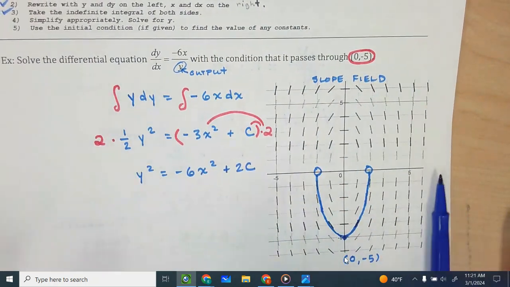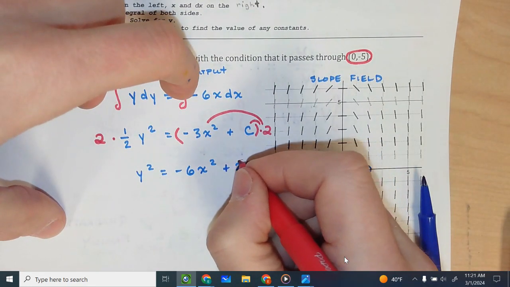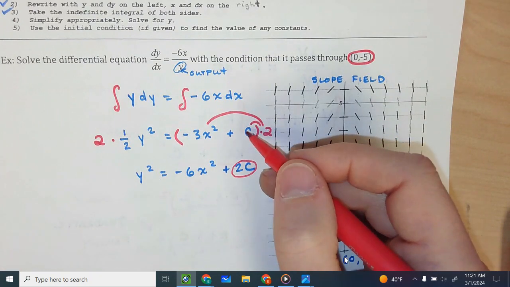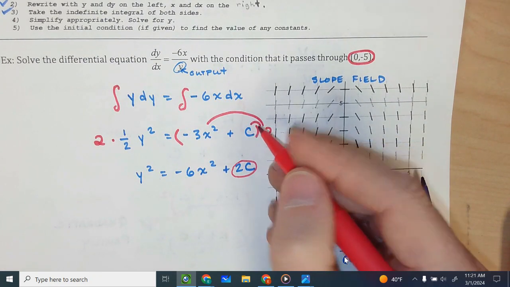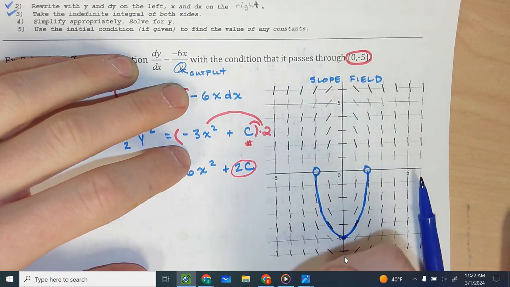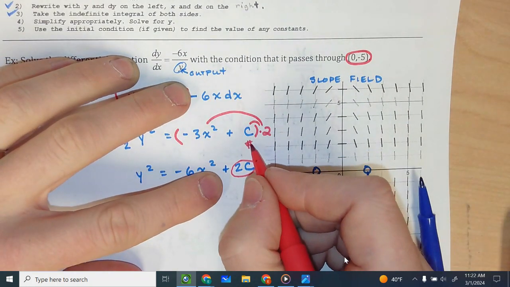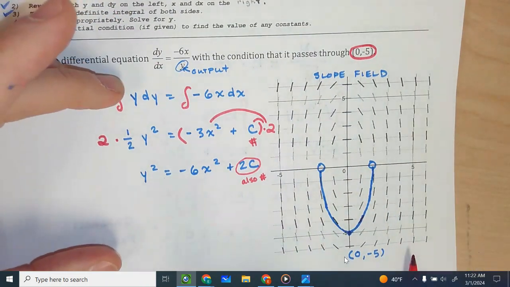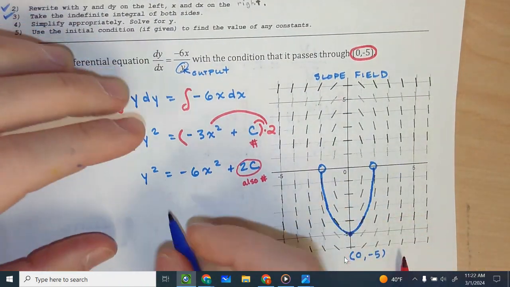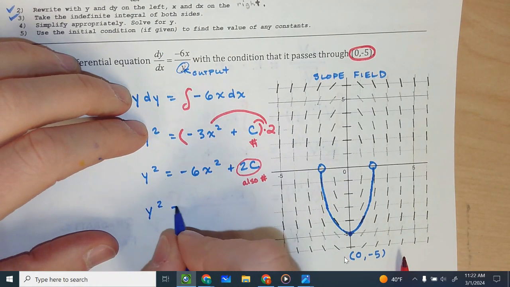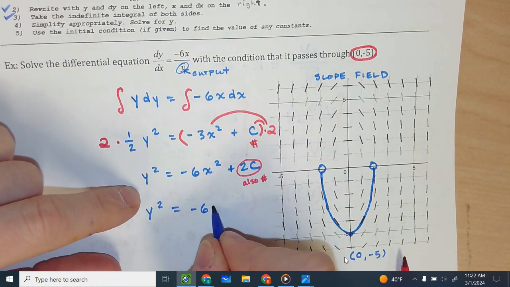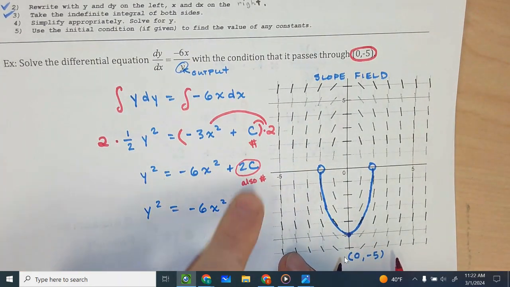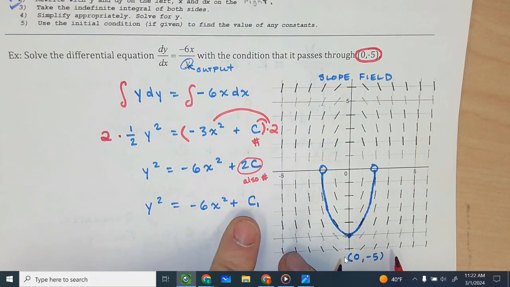2 multiplies this, which gives us 2c. Now, a hot tip. See that 2c right there? C was a constant, a number. We don't know what it is, but some number. And if this is a number, isn't this also a number? The answer to the question is yes, it is. So you're going to see me do this. Rather than writing 2c, I'm just going to write plus c1, reflecting that we have a new constant right here.